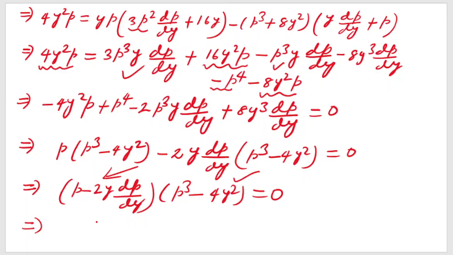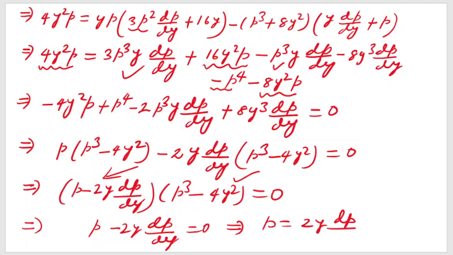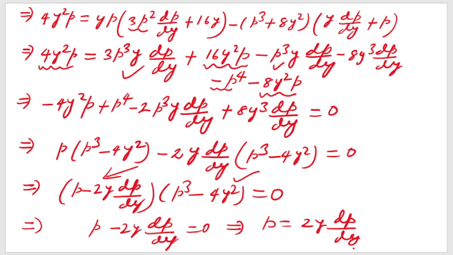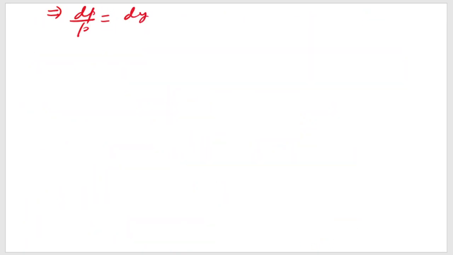So by ignoring the second, let me write one more step. I write p minus 2y dp by dy is equal to 0, which I can write as p is equal to 2y dp by dy. Moving to the next page, I have to separate the variables, so I write this implies dp by p is equal to dy by 2y.